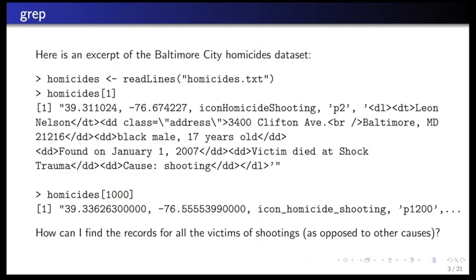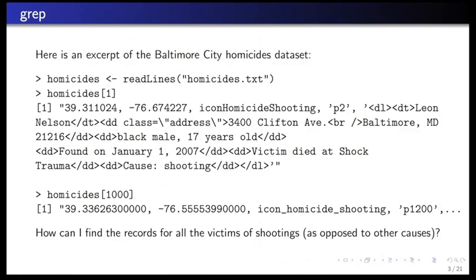Well, there's a couple indications of what the cause of death is here. One is this little thing called icon homicide shooting, and the reason is that on the map, the little flags they put in are different colors. Red was the shooting, and green is something else, and black is something else. So there are probably different little icons here that indicate what the cause of death was. And also, there's a little field here called cause, so maybe we can look at that too.